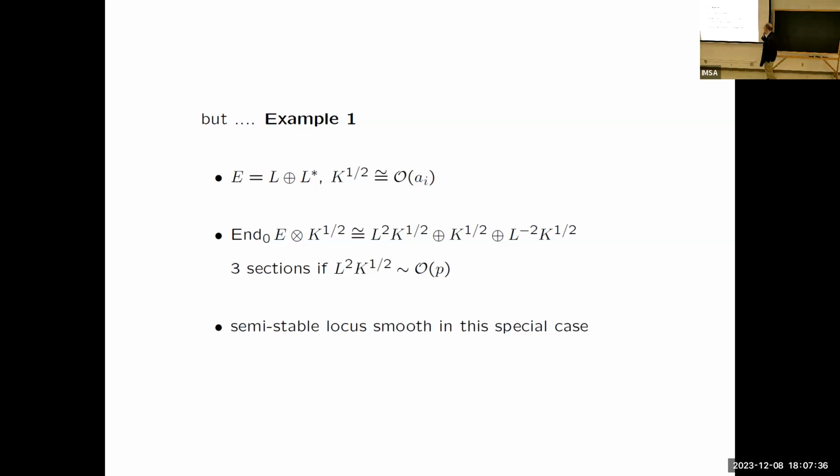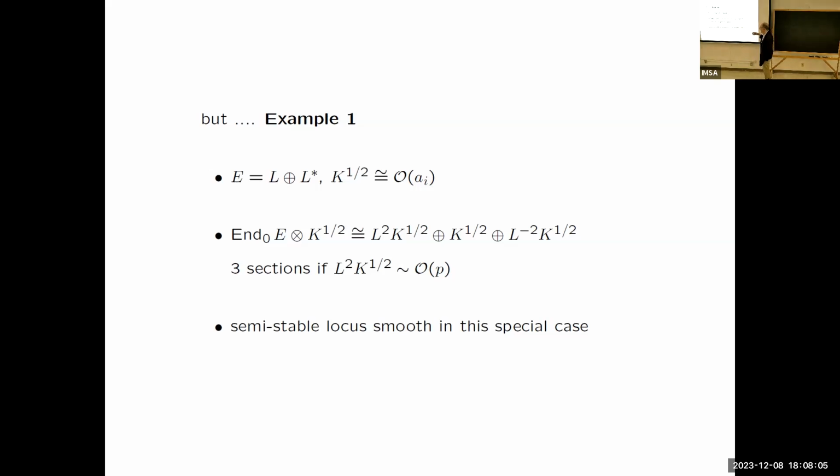On the other hand, the intriguing thing is that this total space of the line bundle K to the half appears, but at the moment it just appears because of topology. On the other hand, this square root has a role to play. It corresponds to what's called the critical level.